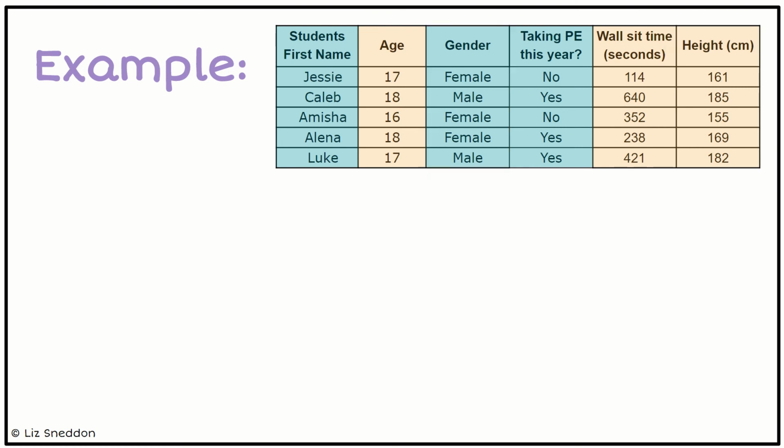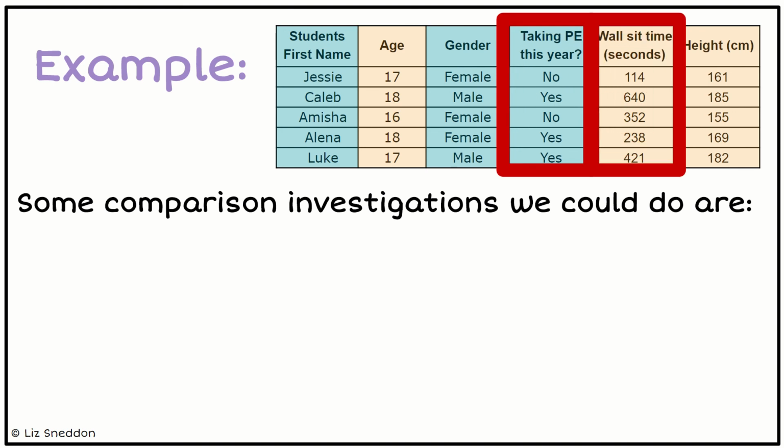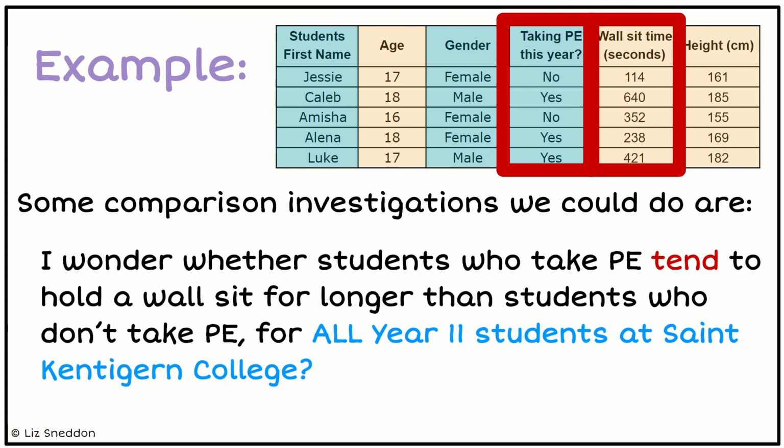A different example, I could choose whether or not they take PE and their Walsett time. So I could compare students who take PE with those that don't, and say, I wonder whether students who take PE tend to hold a Walsett for longer than students that don't take PE for my population, which is all Year 11 students at St Kentigern College.